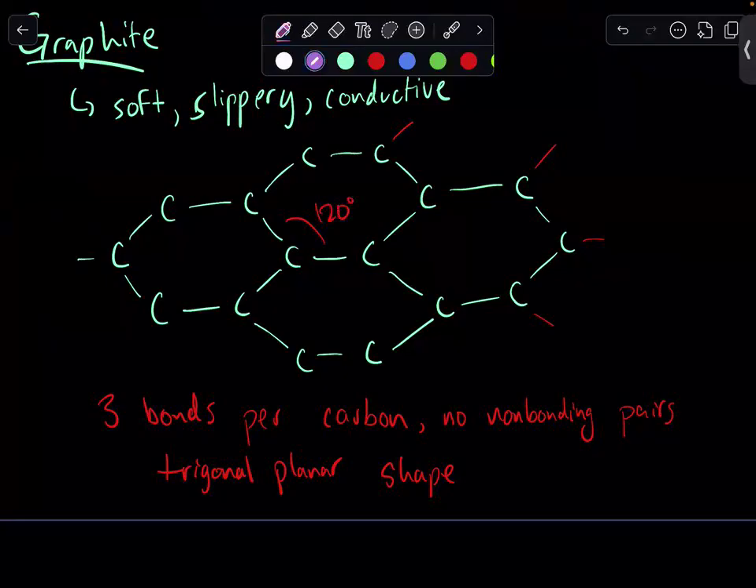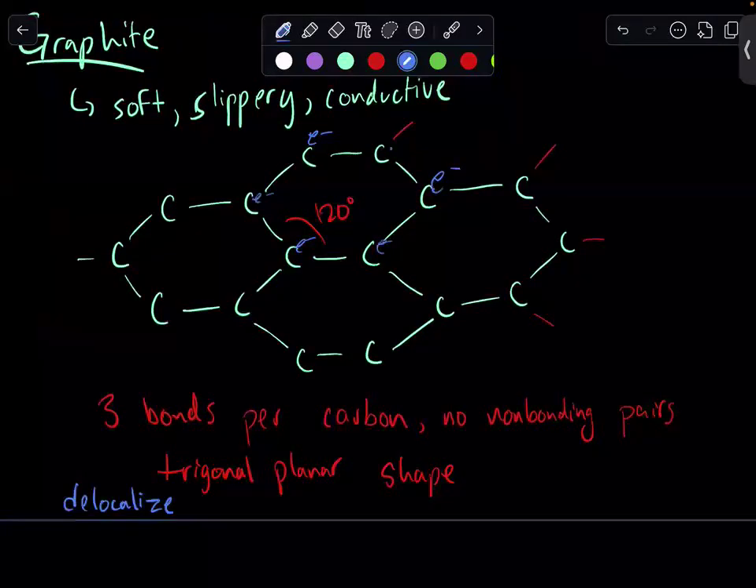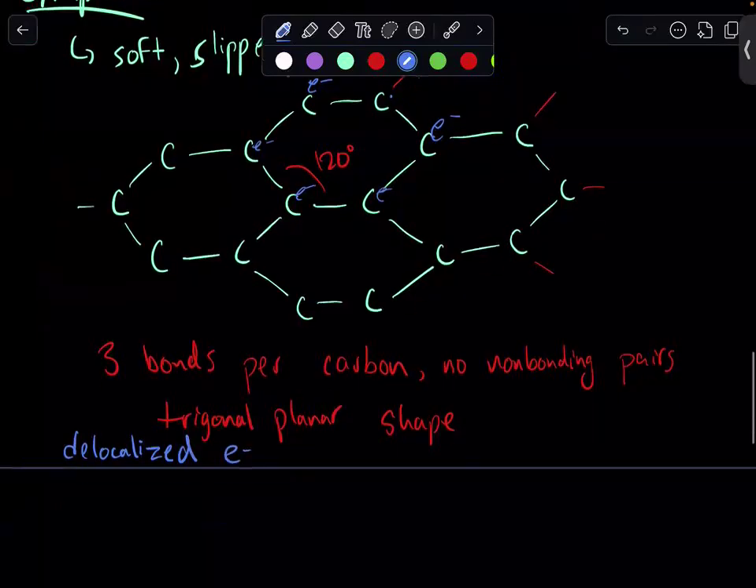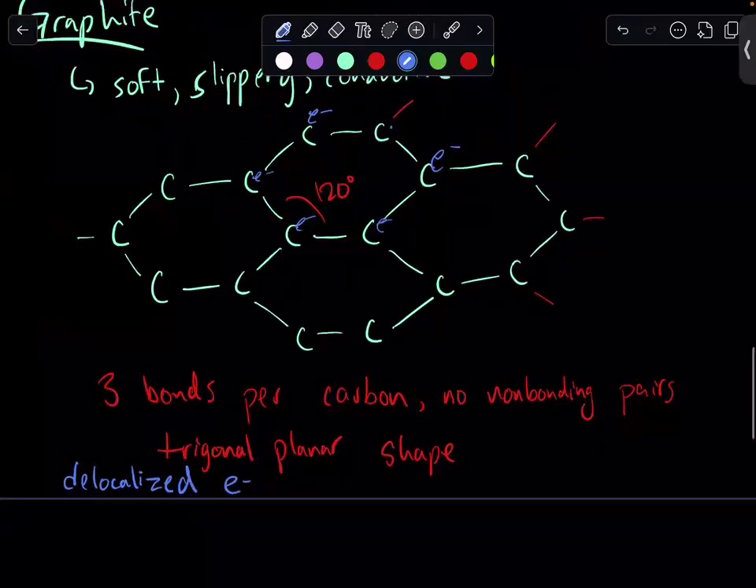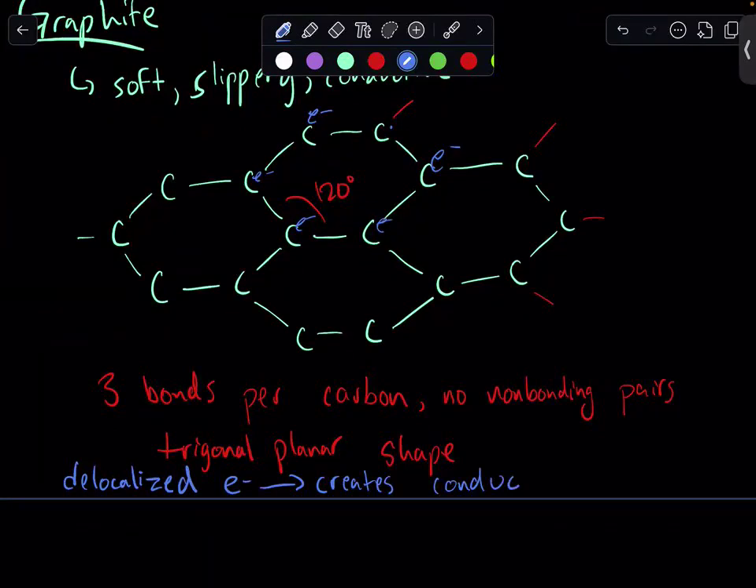So you might ask, well, what happens to that extra electron? Well, it still exists around every carbon. We get this little electron just floating around. And these are actually delocalized electrons. So they float around the ring structures and they can move. And due to this, it creates conductivity because they can move from carbon to carbon across the chain.